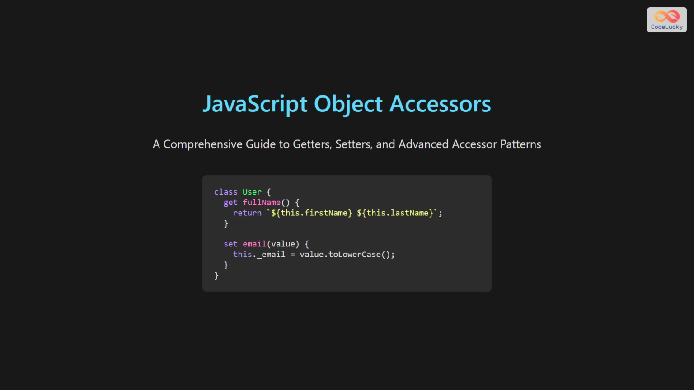Let's delve into JavaScript object accessors. This is a comprehensive guide that will cover getters, setters, and some advanced accessor patterns. Here is a quick code preview that shows the basic implementation of accessors using the get and set keywords.